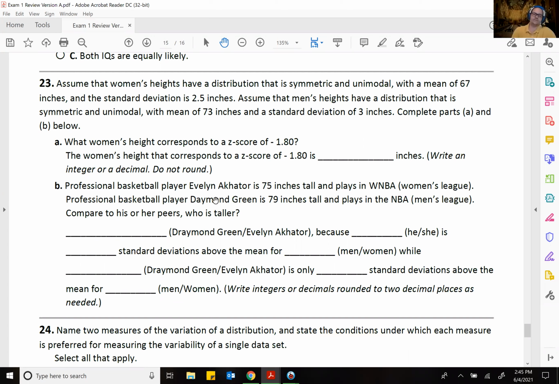So I don't necessarily say who is taller, compared to his peers. Now that makes a little bit more sense. Compared to their peers, Evelyn is taller. Again, the blank up here is 62.5. Down here for our blanks: Evelyn, she, 3.20, women. Draymond Green, 2.00, men.